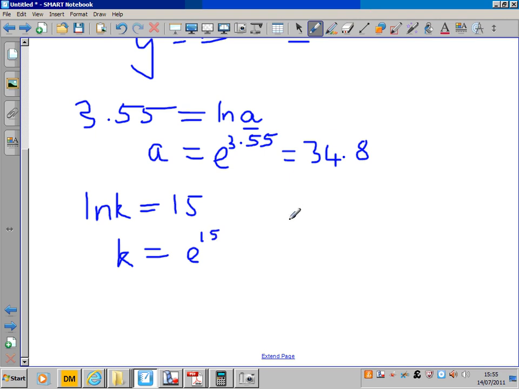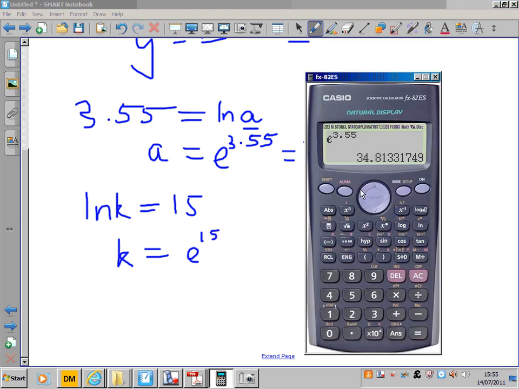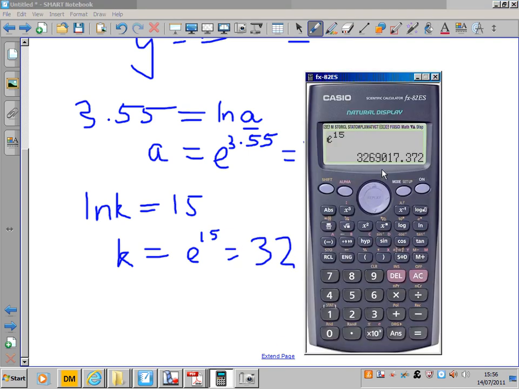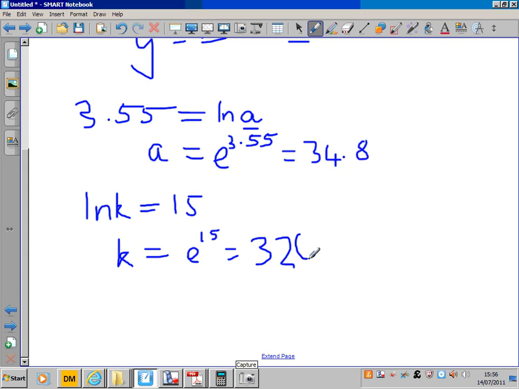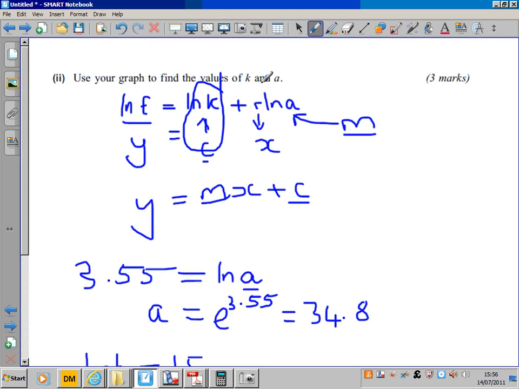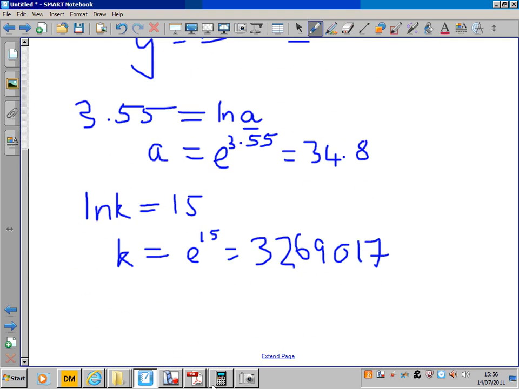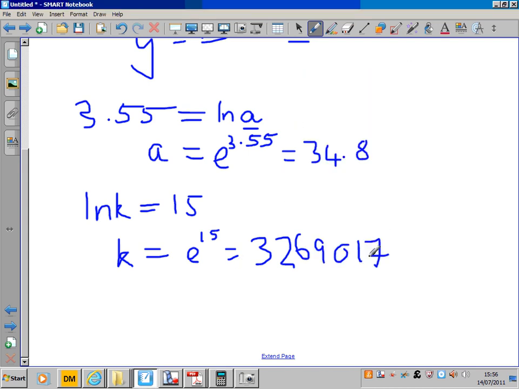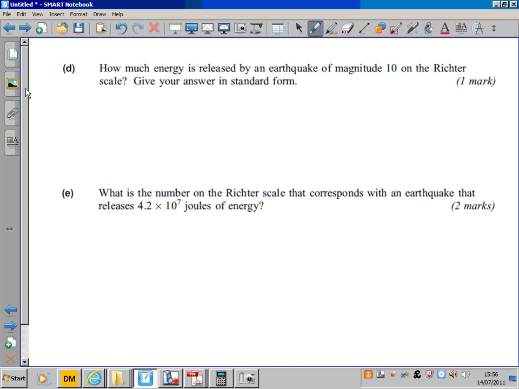And so again, I'll type that in my calculator to work out what that value is. So it's e to the power of 15, and then that gives me a really big number there. So I'll just write that number down. So that was 3269017. So that's a pretty big value. I'll just check whether I have to give it to any particular accuracy, and it doesn't say, so I'll go with that. Okay. So that's my values of A and K worked out. Let's move on to the next part.